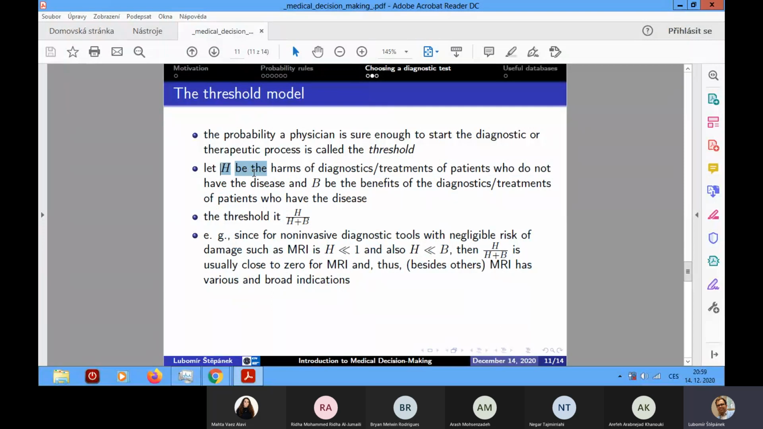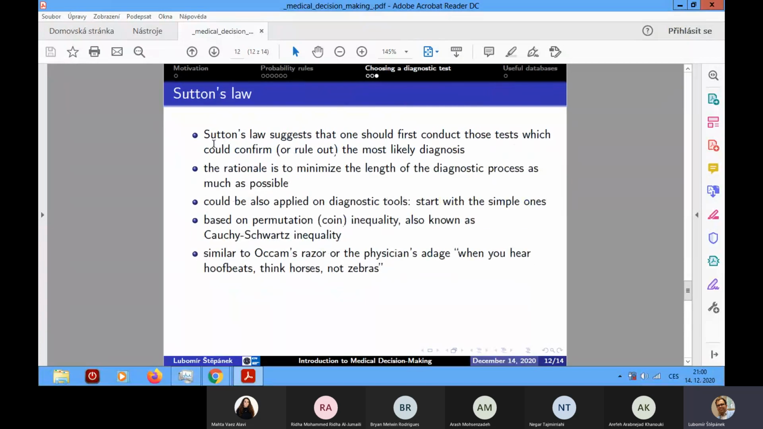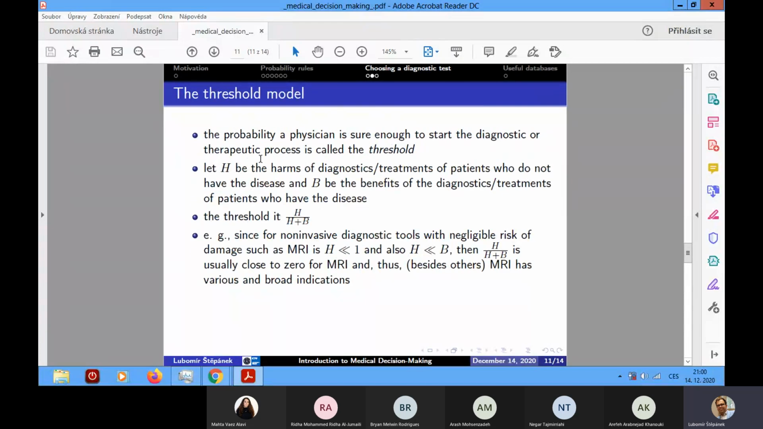The big question is where to get these numbers, for example for common diseases or common diagnostic tools. Some of them are published in papers, and this is the most common way to get them. We have to go through the literature, like the UpToDate database or the Cochrane Library. These two are quantitative databases, so there will be many papers published on these topics. This is the way to get these numbers.